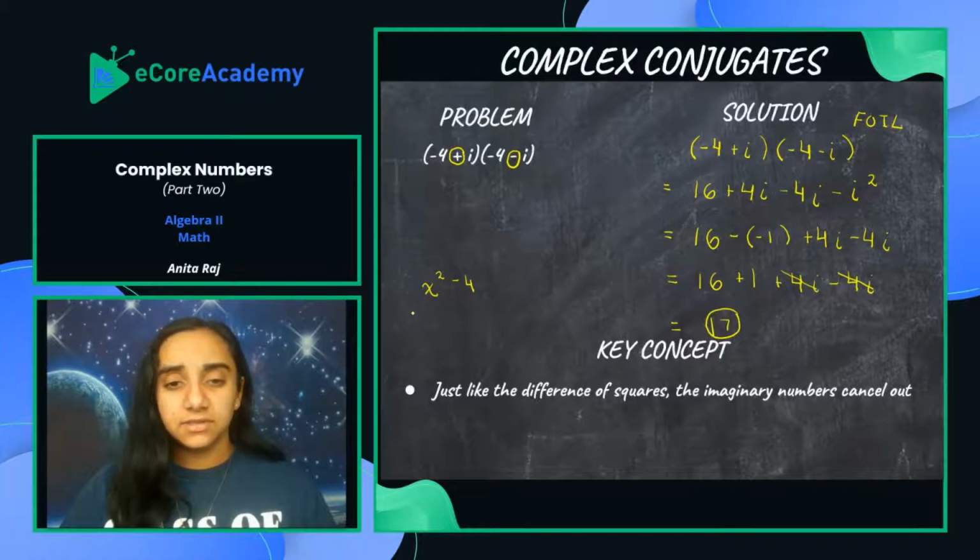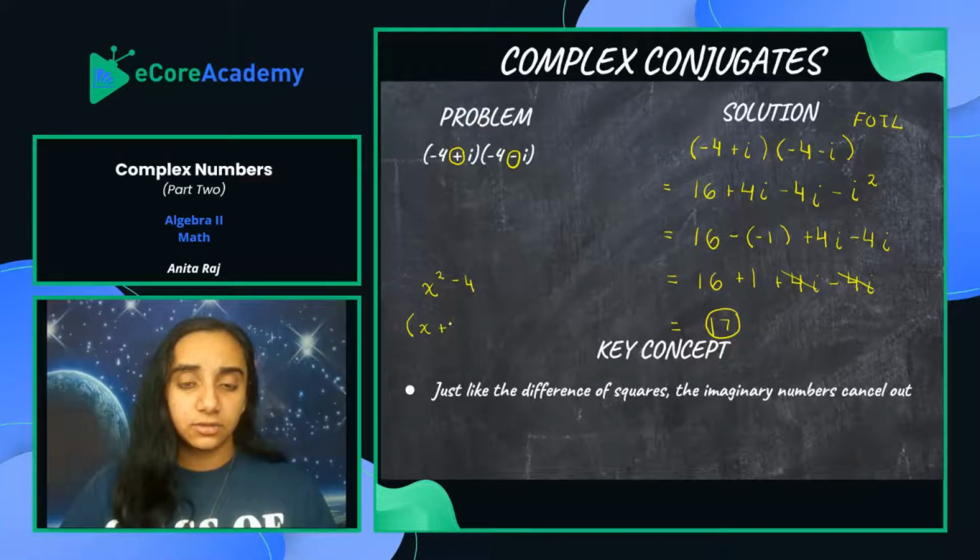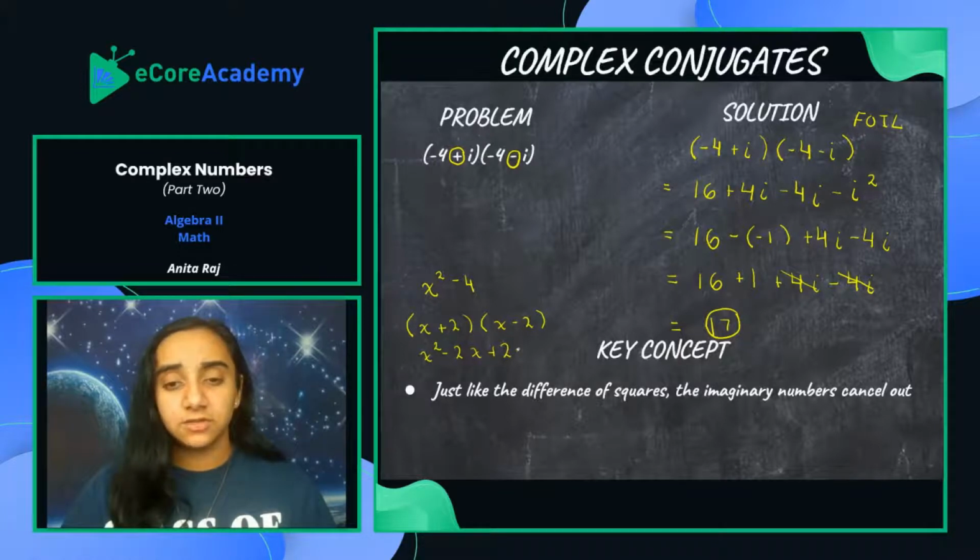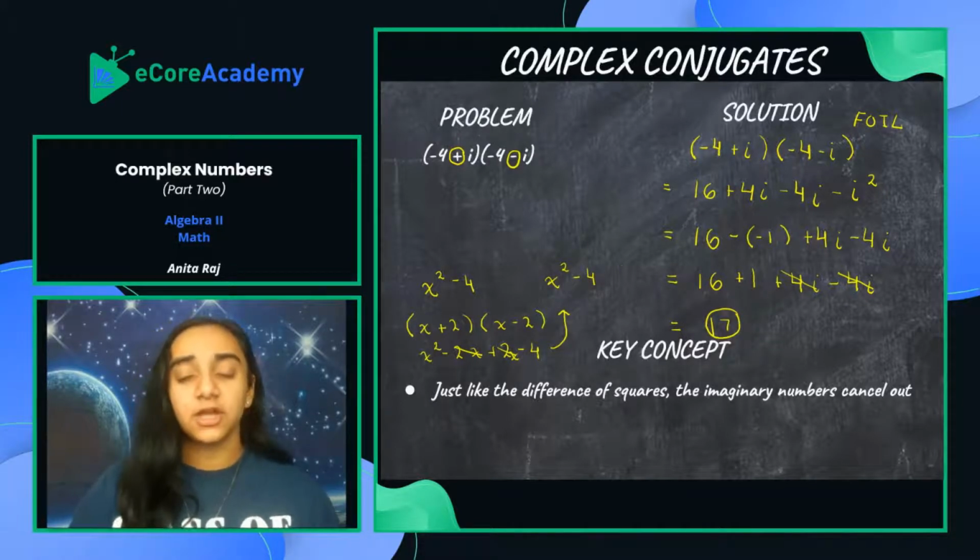And what happens is, if I actually write this out, I'll get something like x plus 2 times x minus 2. If you see what happens, if I do FOIL, so x times x is x squared. Then x times negative 2 is negative 2x. Then 2 times x is plus 2x. Sorry, I forgot to write the squared up here. And then 2 times negative 2 is minus 4. These two middle terms cancel out, and we end up getting x squared minus 4, which is the difference of two squares.